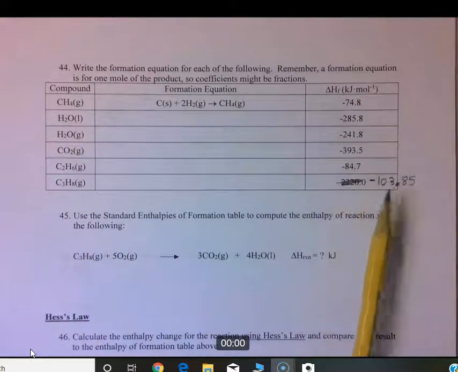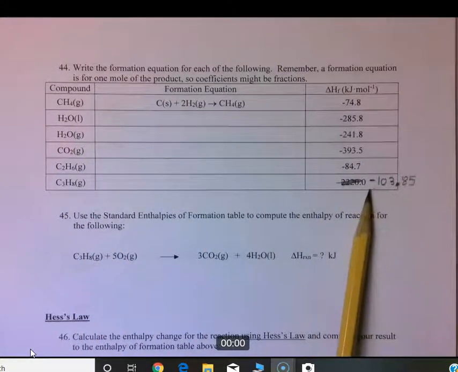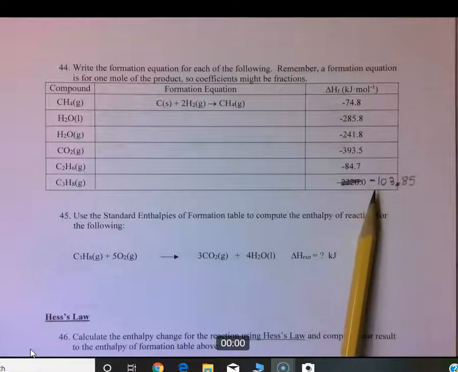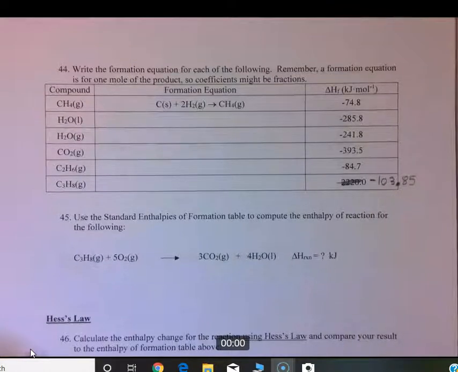There was one typo, so please correct that, and that is for propane. The enthalpy of formation is negative 103.85, so you can go ahead and make that change. Let's go ahead and write these.